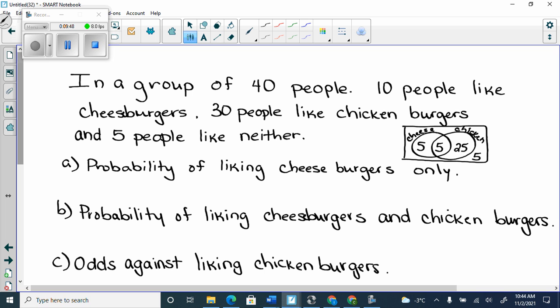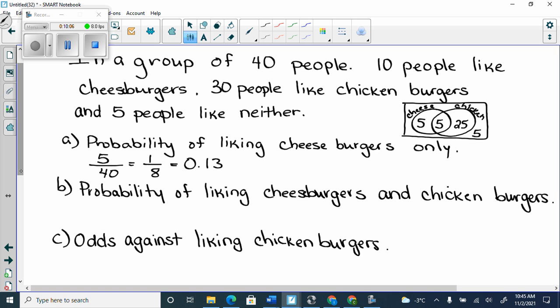How many? 5 out of 40, which reduces to 1 out of 8, which reduces to 0.125. Okay, so I'll go 1 and 3. I'm just going to do 10. Hundredths, not tenths.